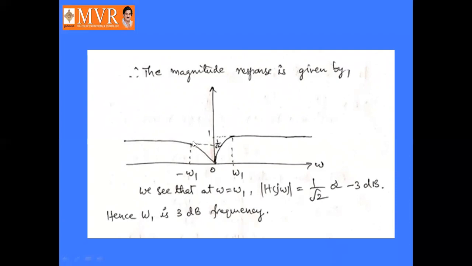And the response will be like this. At ω1, its value is 1 by root 2, and at minus ω1, its value is also 1 by root 2, and at large ω, its value is 1. This is the magnitude response of the given problem.